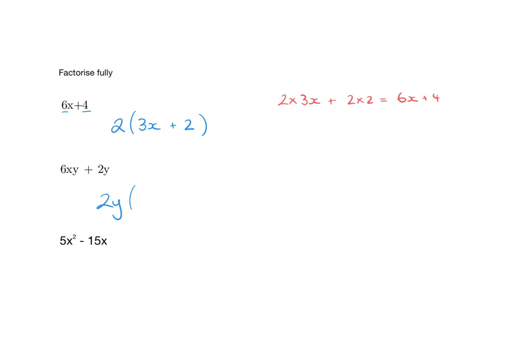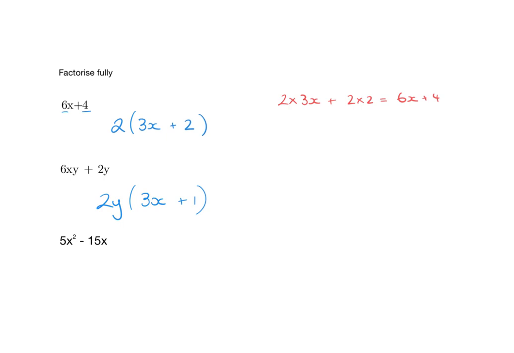2y multiplied by what gives me 6xy? Well, in this case, it's going to be 3x. And then I'm going to say 2y multiplied by what gives me 2y? Well, in this case, it's just multiplying by 1 because I already have the right expression. Again, I could expand and check my answer to make sure I'm happy.